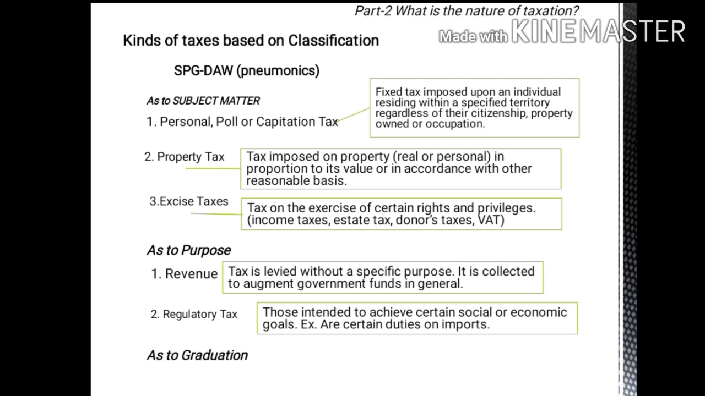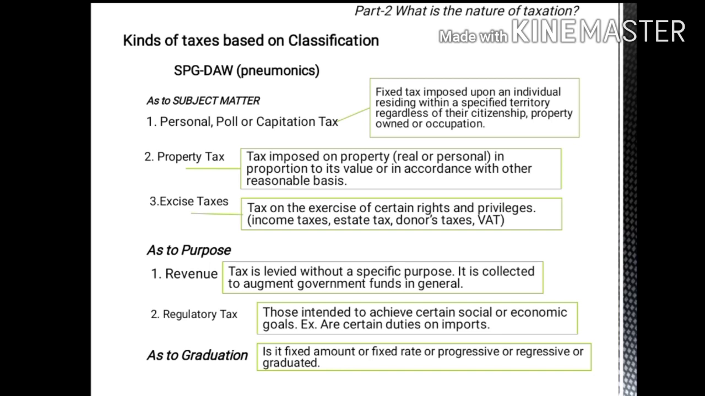So, as to graduation, I already mentioned the classes of tax based on graduation, or rates, earlier. Is it a fixed amount or a fixed rate, or is it progressive? Progressive: the higher the tax base, the higher the tax rate. Regressive: the higher the tax base, the lower the tax rate. Or is it based on a table or ranges? That is graduated. So, we are already through with SPG.